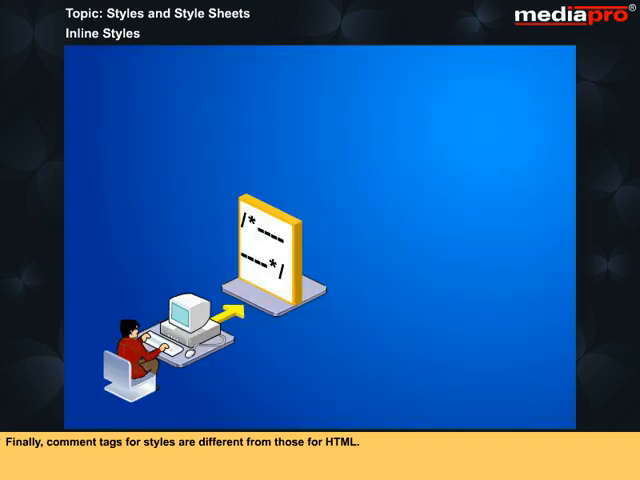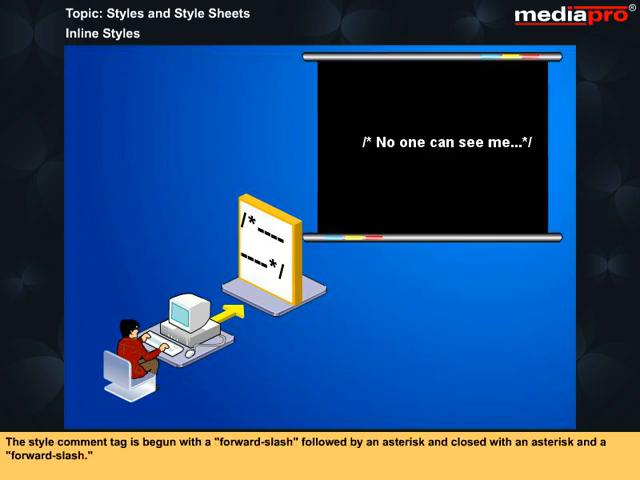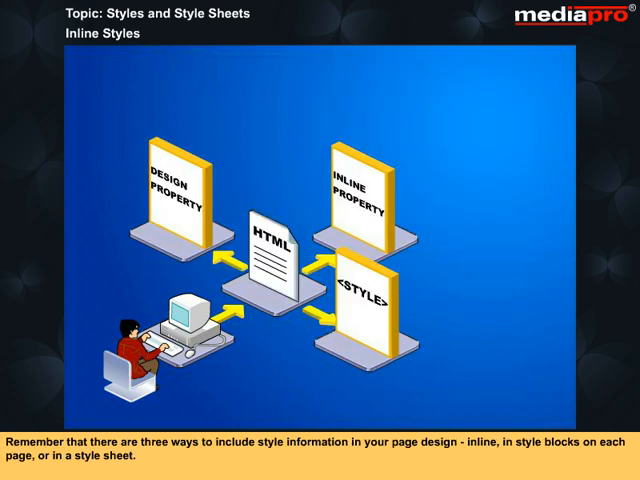Finally, comment tags for styles are different from those for HTML. The style comment tag is begun with a forward slash, followed by an asterisk, and closed with an asterisk and a forward slash. Remember that there are three ways to include style information in your page design: inline, in style blocks on each page, or in a style sheet.